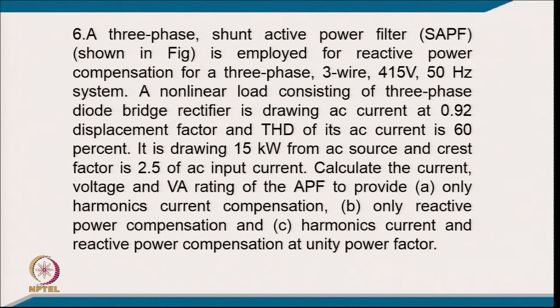Coming to another numerical problem: a 3-phase shunt active power filter is employed for the reactive power compensation for a 3-phase 3-wire 415 volt 50 hertz system. A non-linear load consisting of a 3-phase diode rectifier is drawing AC current at 0.92 displacement factor, and THD of its AC current is 60%. It is drawing 15 kilowatt from the AC source and the crest factor is 2.5 of the AC current. Calculate the current, voltage and VA rating of the active power filter to provide A, only harmonic current compensation, B, only reactive power compensation, C, harmonic current and reactive power compensation.